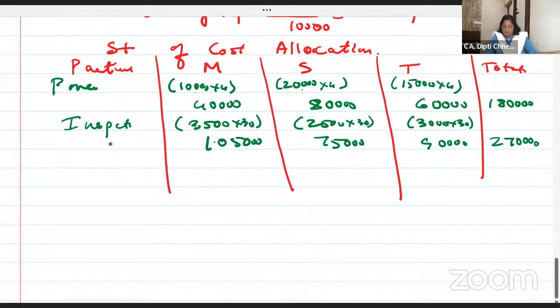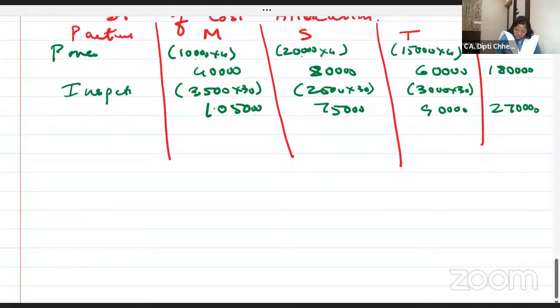Okay. So how have you apportioned the expense? That's over. Now, they have asked you what is the unused capacity. Unused capacity.